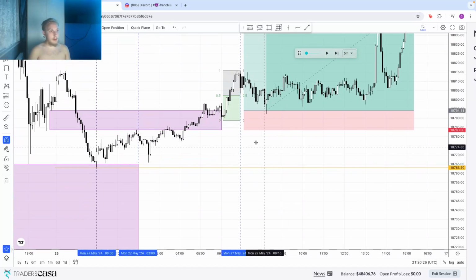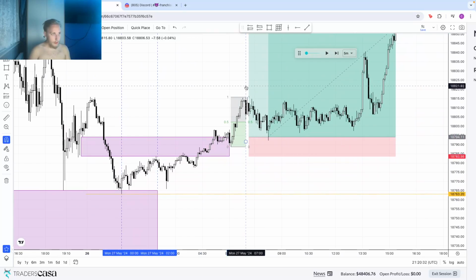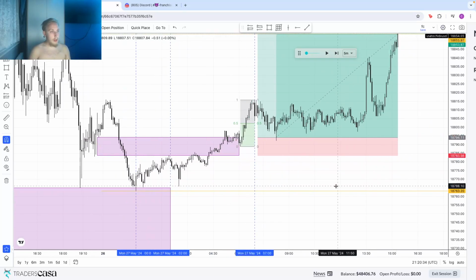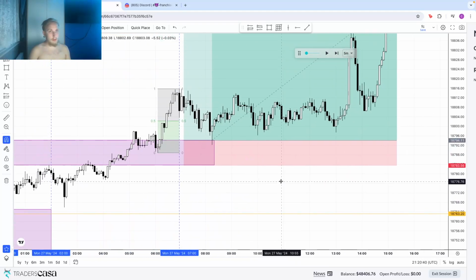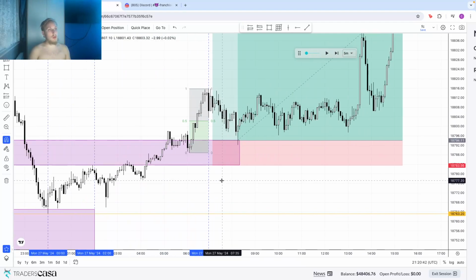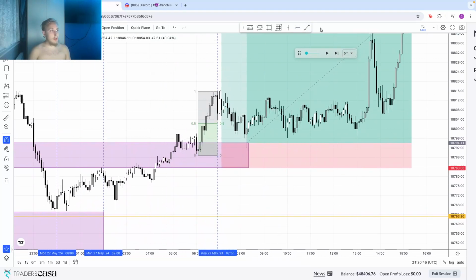So we then closed above here. 7 a.m. hit, which was New York, and we had this marked. There you go, mark it to tap. We then also marked out our current structure that we were in. So go back onto the path tool.